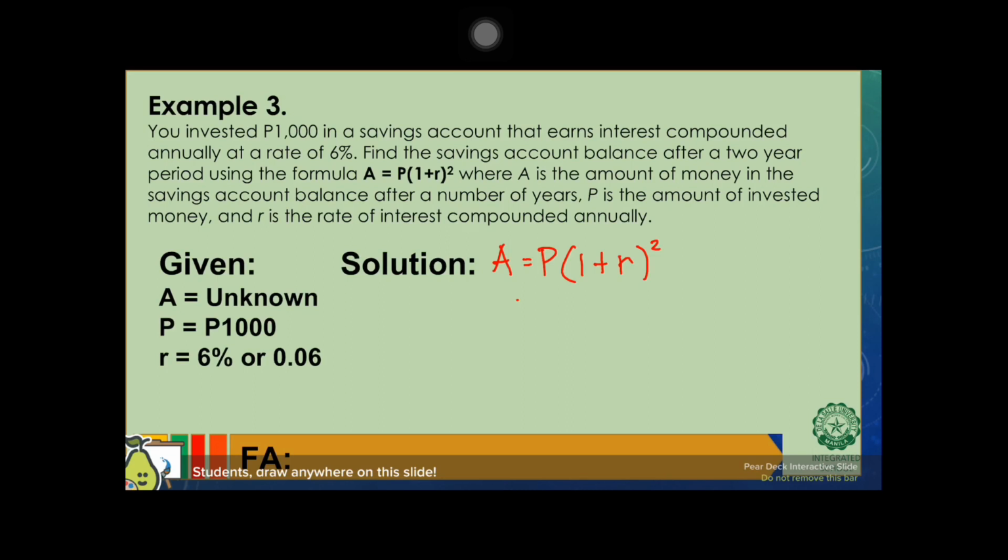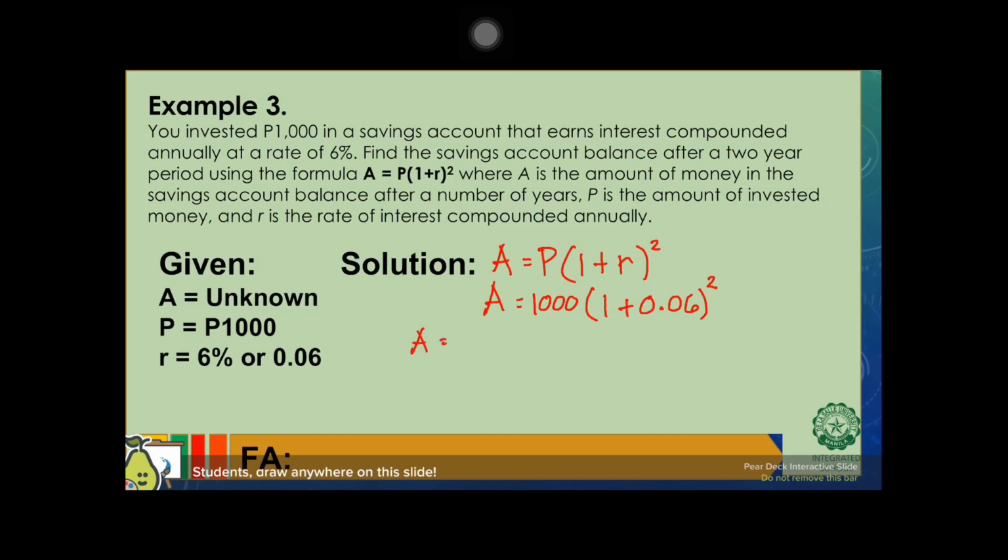We have P. We don't have the A yet. Okay. The P value is 1,000. And then we have 1 plus the r, which we will be using in decimal form. So we have 0.06 and you have the square. After doing that, guys, we would be having to square our binomial, 1 plus 0.06. So in this problem, we will be using our concept about squaring a binomial.